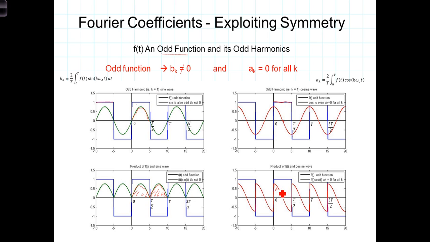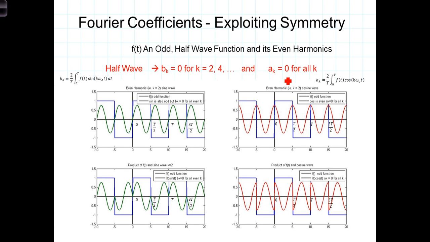So you get a positive area here and a negative area here during the first half. Similar situation during the second half. And when you integrate that up, there's as much positive area as there is negative area, and the a sub k's are 0 for all values of k in an odd function. There are no cosine terms in the Fourier expansion of an odd function.